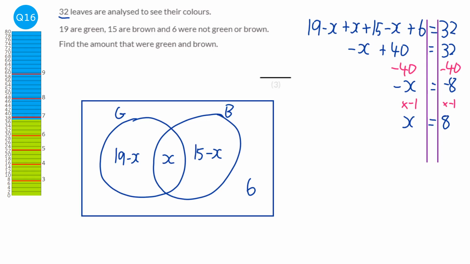So it's 19 take away 8, which will be 11. X is 8, so we know that that's 8. And 15 take away 8, which is 7. So find the amount that were green and brown. We know it's going to be 8.